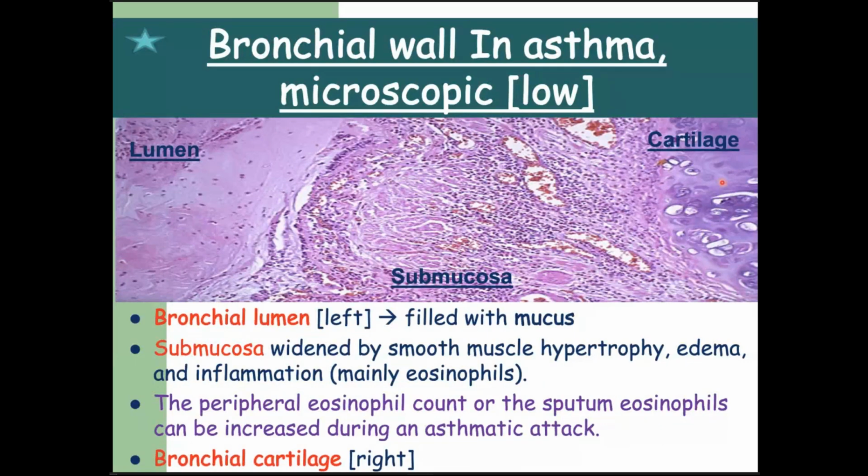So you see the eosinophil count is increased in the blood also. Peripheral eosinophil count is increased. The eosinophils are also present in the sputum, which is expectorated out by the patient during the asthmatic attack.